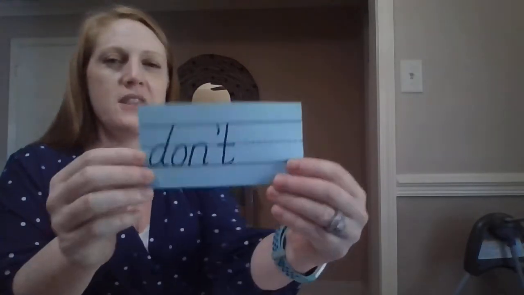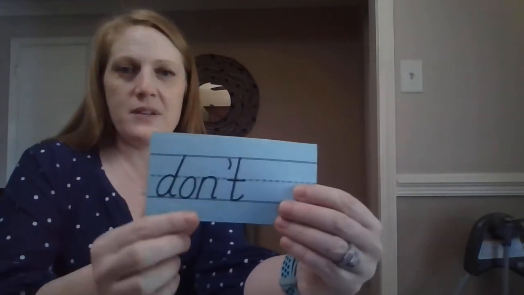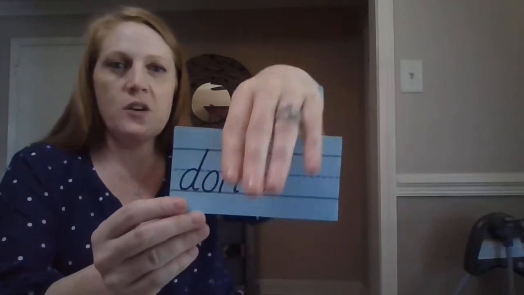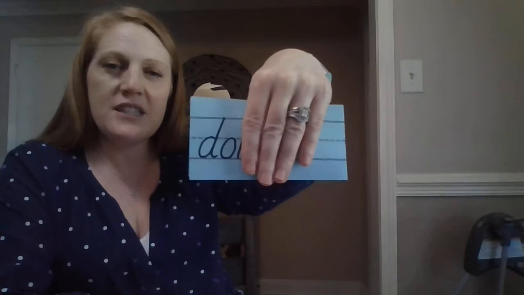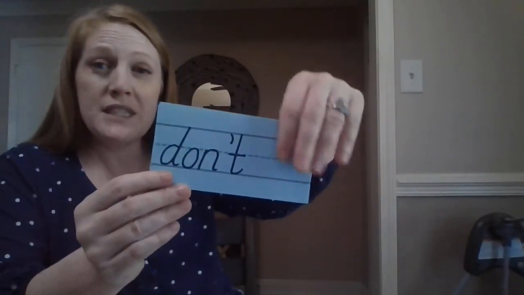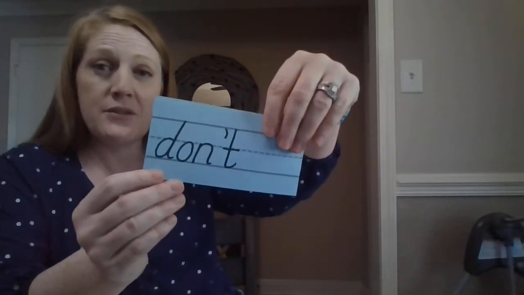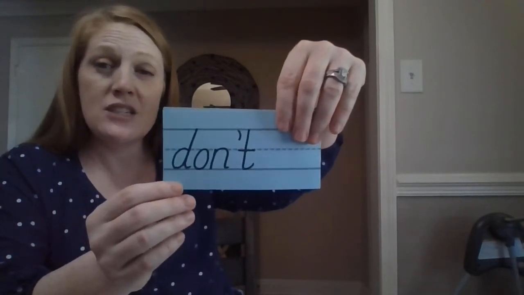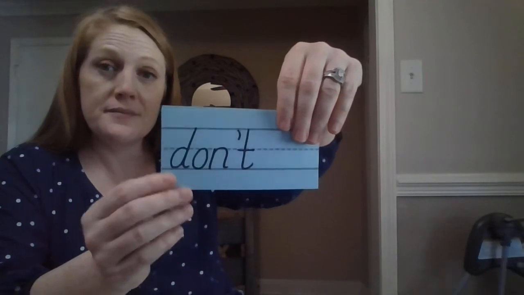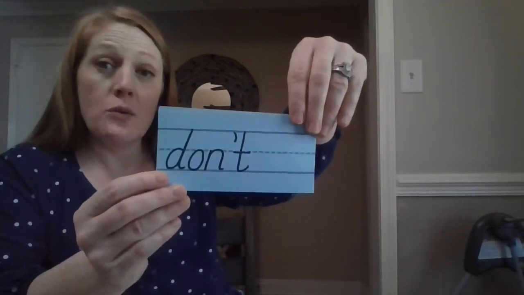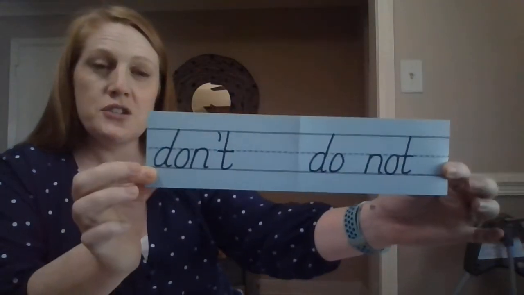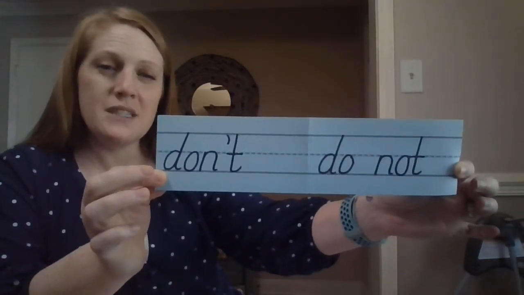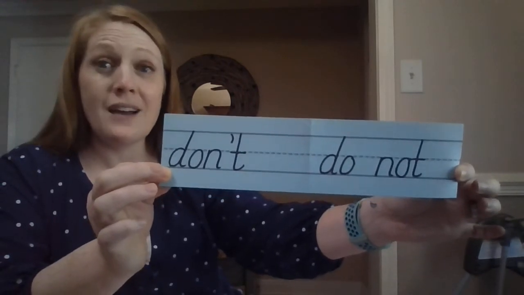Okay, so be careful with this one. Let's look at what we have. We see our N apostrophe T, so we know what that says. This right here says do. But in our contraction, we're going to pronounce the O differently. This contraction is pronounced don't. Can you say don't? What two words make up don't? Do not. Don't is the same thing as do not.